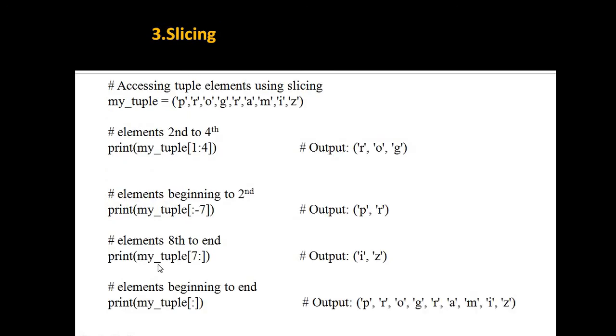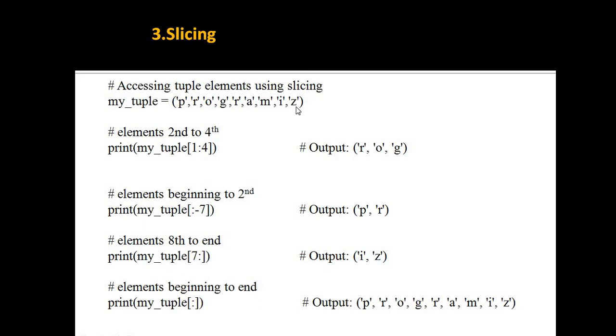Slicing operator. How slicing operator works in tuples. So here is an example. When you want to print values from 2 to 4, you will use index 1 to 4. 4 means one value less than this. So when you start from 1 to 4, that means starting from here, R, O, G values will print.